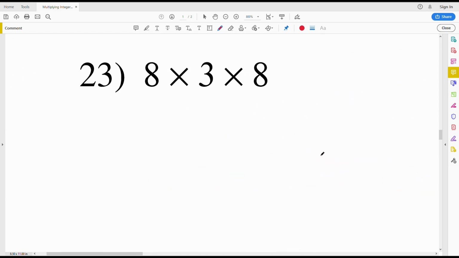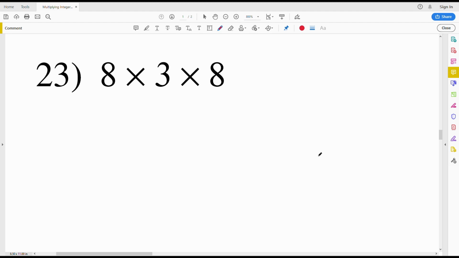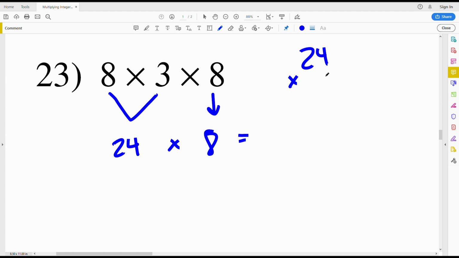In number 23, I have a positive times a positive times a positive, which we know will be positive. So I have 8 times 3, which is 24, and then I'll take that 24 and multiply that by that remaining 8. 24 times 8, if you want to see that done vertically, 4 times 8 is 32, carry my 3, 2 times 8 is 16, plus 3 is 19. So 24 times 8 is a positive 192.